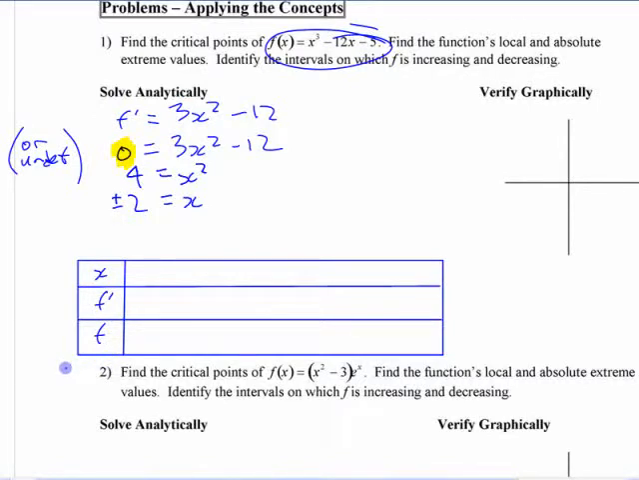If you have two values, it's going to divide it into 3 intervals, right?